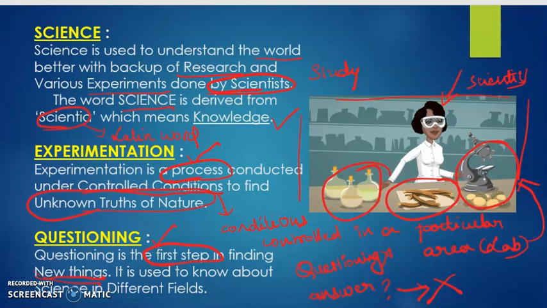How does questioning take the main role in finding new things? For example, if a question doesn't arise for Graham Bell, can Graham Bell invent the telephone? Not at all. If a question doesn't arise for Edison, can Edison invent the bulb? Not at all. So questioning is used to know about science not only in technology, but moreover in different fields.